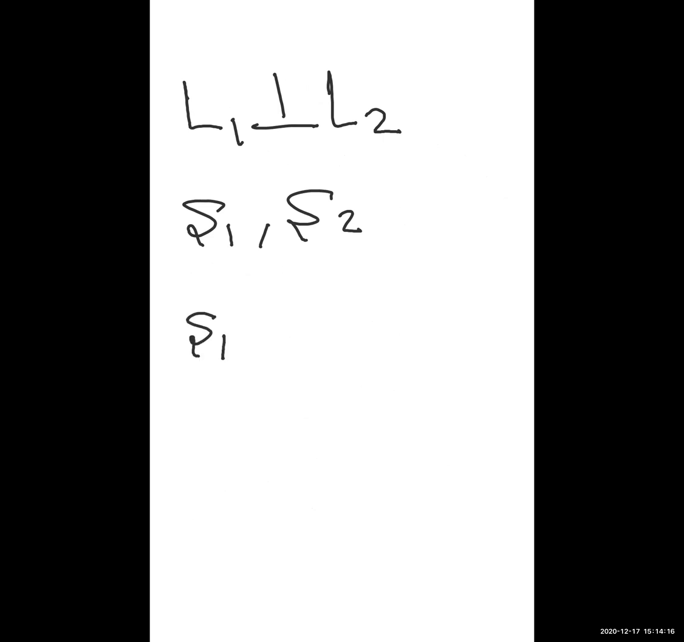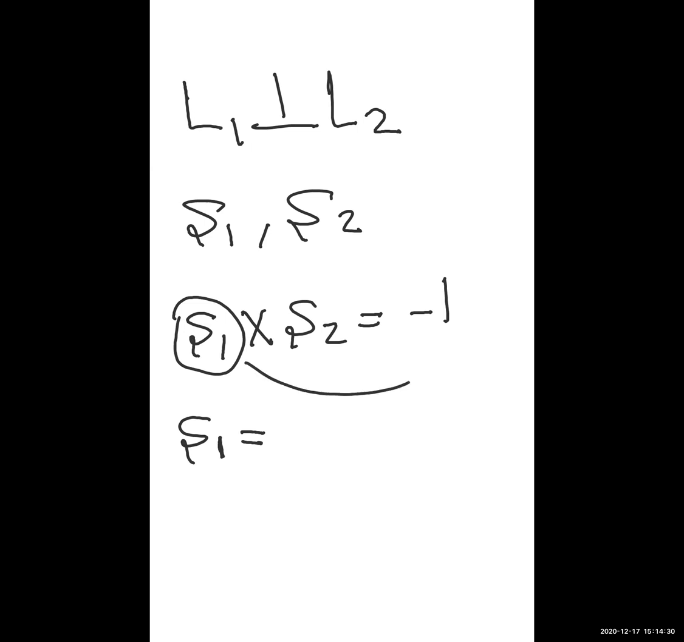Guys, in case two lines are perpendicular, line 1 perpendicular to line 2, okay? The slope of line 1 is S1 and of line 2 is S2. So simply, slope 1 times slope 2 will equal negative 1. So this means slope 1 equals negative 1 over slope 2, and slope 2 will equal negative 1 over slope 1.